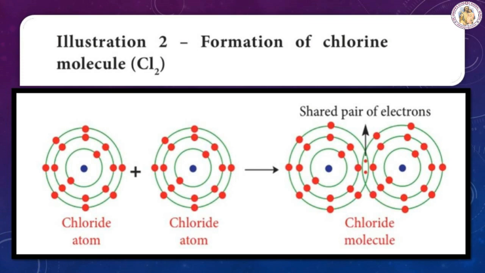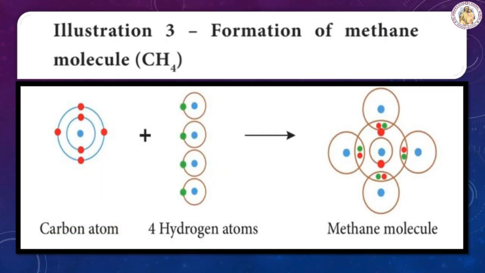The first chlorine atom shares 1 electron and the second chlorine atom shares 1 electron. Combining together, this makes a pair of electrons, and when these two atoms combine, it is a what? Chlorine molecule. Now this chlorine molecule has a stable electronic configuration. This is called the formation of the covalent bond in the Cl2 molecule. Next illustration is the formation of the methane molecule, that is CH4.